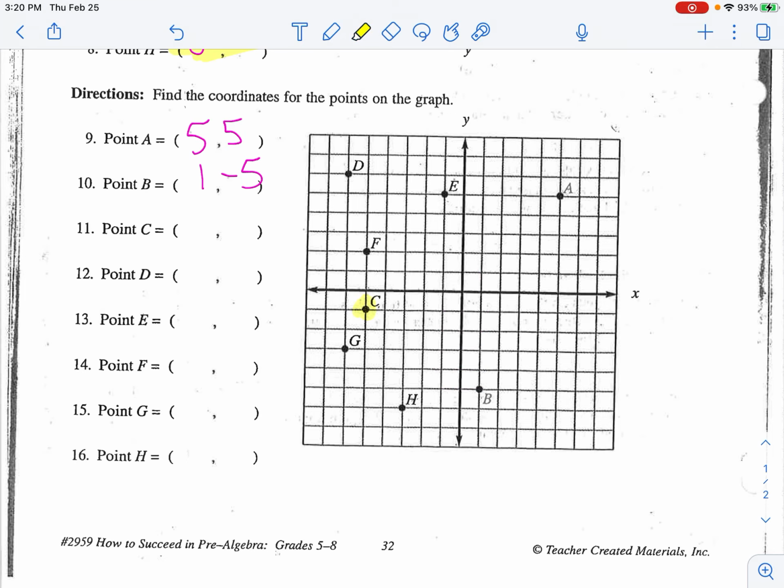Point C, on the x, they went backwards. They went to the left, so this is going to be a negative number. So they went to -1, -2, -3, -4, -5. And they did not, oh, I'm sorry, they did go down 1, so they went down to -1. So -5, -1.